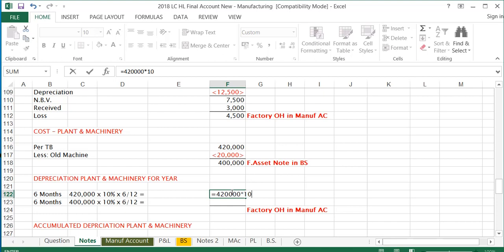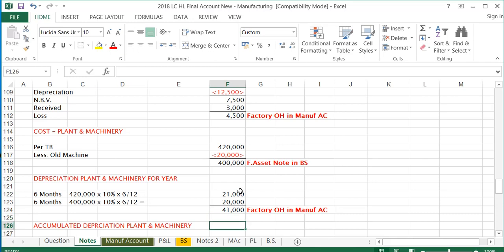The rate is 10%, and for 6 months, by 6 over 12. And for the next 6 months, the cost is 400,000, and again the rate of depreciation is 10%, and again by 6 over 12 for 6 months. So that leaves me with a total depreciation for the year of 41,000.